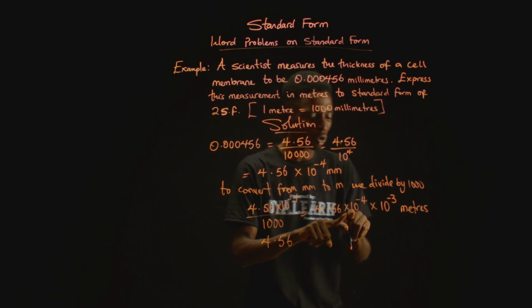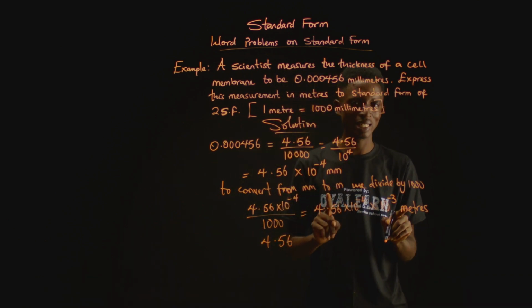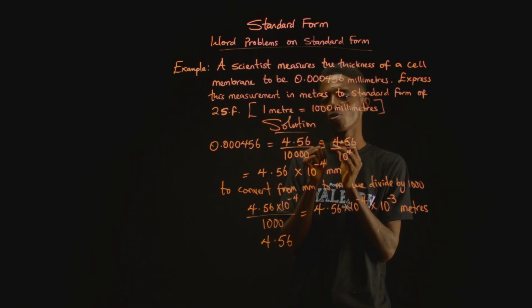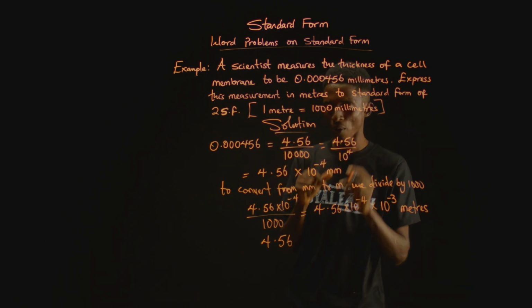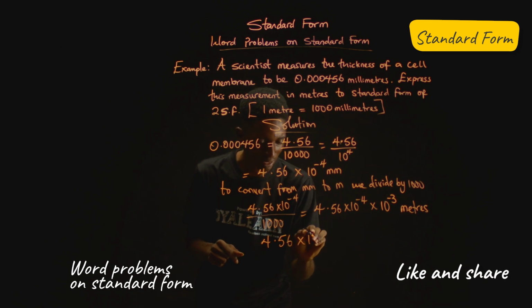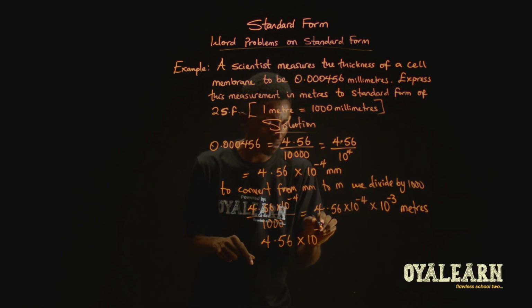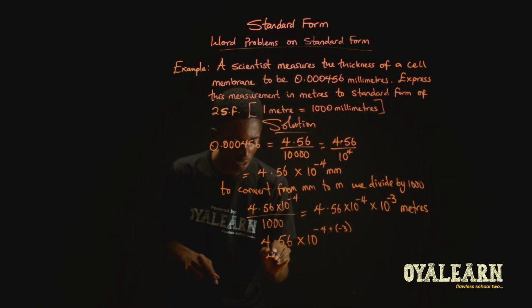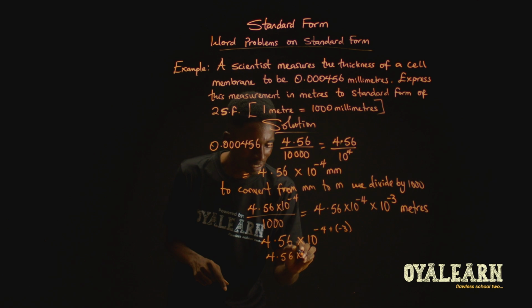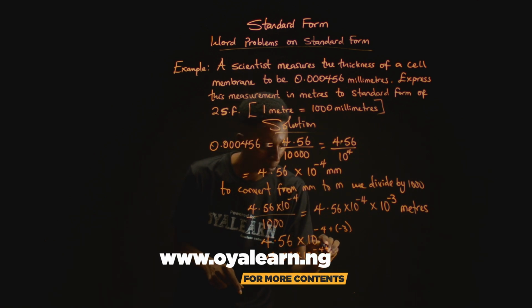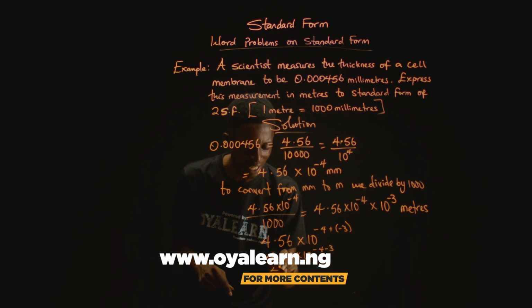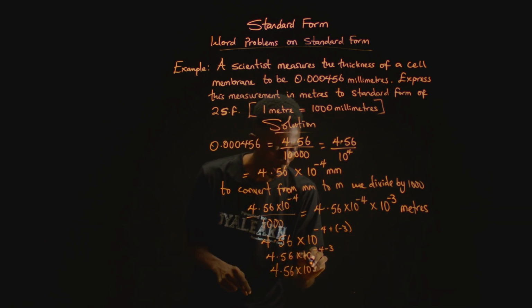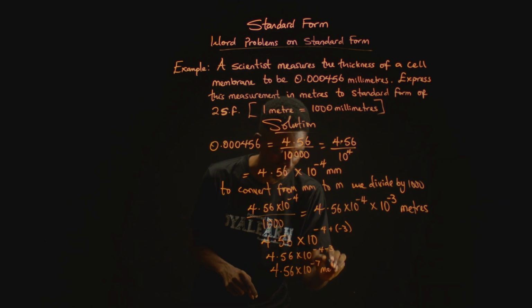Now, when we solve this, we get 4.56. If you look at these two, they have the same base index. And the law of indices says when you have similar base index multiplying into each other, we add their powers. So this will be times 10, then when we add the power, we'll have minus 4 plus minus 3. And this will give us 4.56 times 10 raised to the power minus 4 minus 3. That is, our answer is 4.56 times 10 raised to the power minus 7 meters.